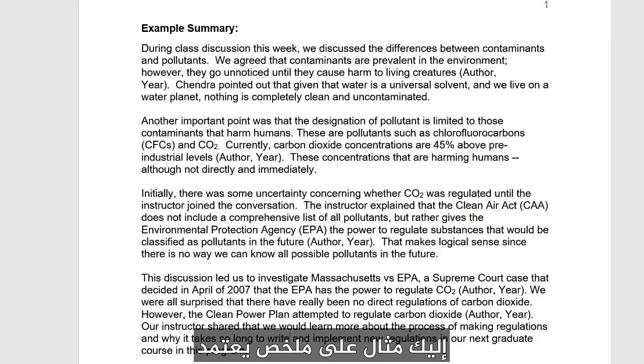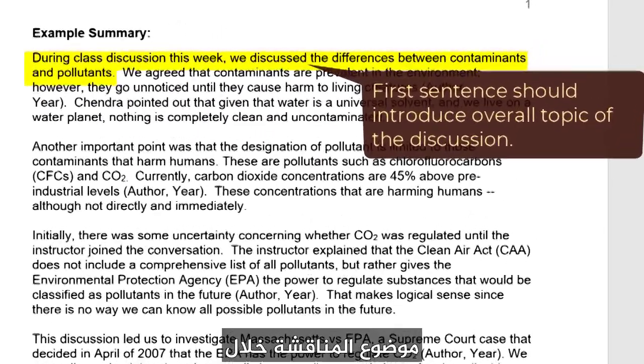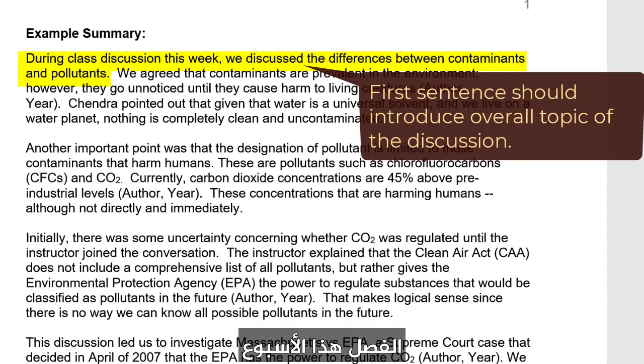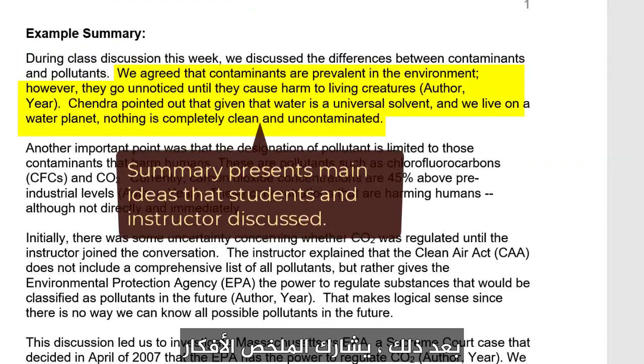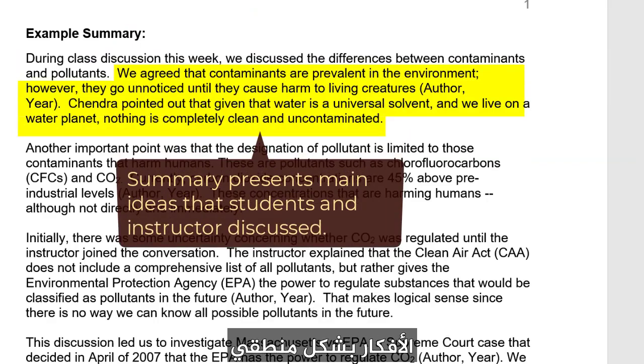Here's an example summary based on the list about contaminants and pollutants. The summary starts with a sentence that introduces the overall topic of the discussion. During class this week, we discussed the differences between contaminants and pollutants. Next, the summary shares the main ideas that the students and the instructor discussed. These ideas are presented in logical order and in the writer's own words.